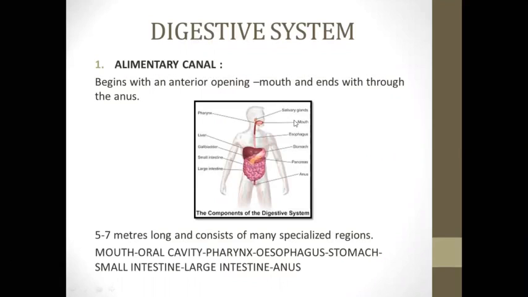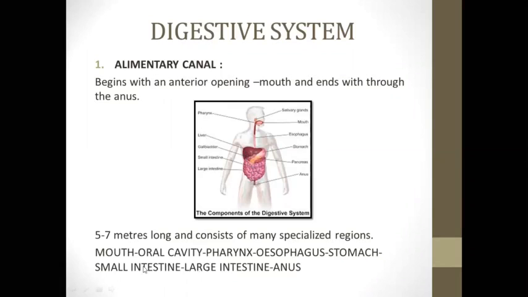So, what are those regions? We have the mouth, then we have the stomach, the pancreas, the small intestine, large intestine, liver, and finally the anus. So, how to remember all the parts without forgetting even one? Let me start off with the mouth. Then you will have the oral cavity, and then the pharynx. Then we have the esophagus. Then coming on to the stomach and the small intestine, large intestine, and finally the anus.